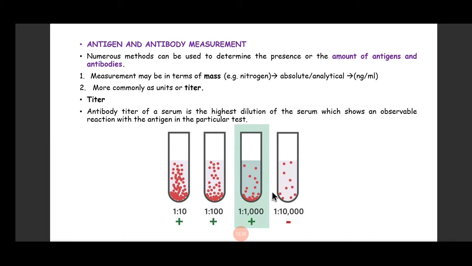The antibody-antigen reaction is taking place even after a higher dilution, right? So this is called titration. This is commonly used in the lab to know how much antibody is present in a given specimen. We serially dilute it, and then we look for the reaction. If the reaction is taking place even after multiple dilutions, it means the antibody titer is high.